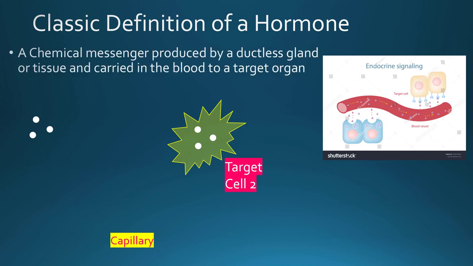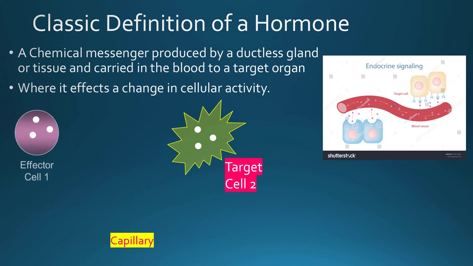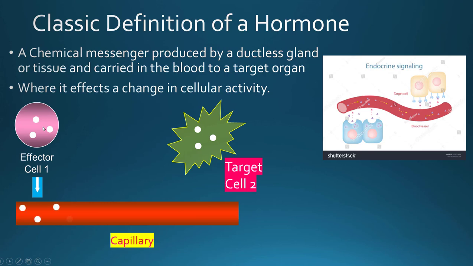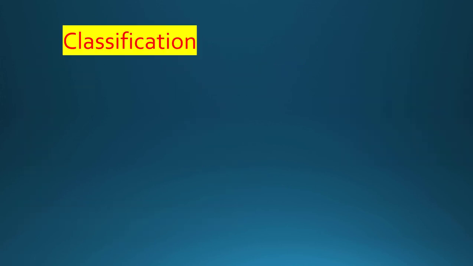This is the gland and it has a lumen through which it secretes its secretion at a site near to the gland. Definition of hormone: a chemical messenger which is produced by a ductless gland or tissue and carried in the blood to a target organ, where it effects a change in cellular activity. So this is the effector cell; it releases the hormone to the blood vessels, and these hormones are then transported to the target cell where it produces its effect. This is the classical definition of hormone, that they are produced at one site and transported by blood to the other site. In this figure, these are the hormone producing cells. They produce hormone into the blood and it is transported to the effector cell, the cell on which they act.